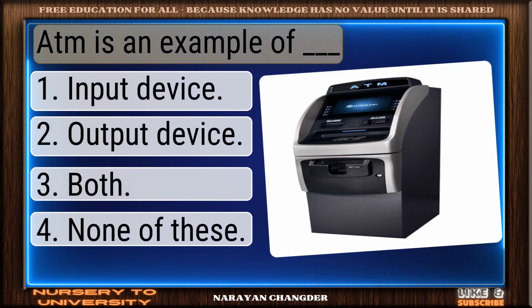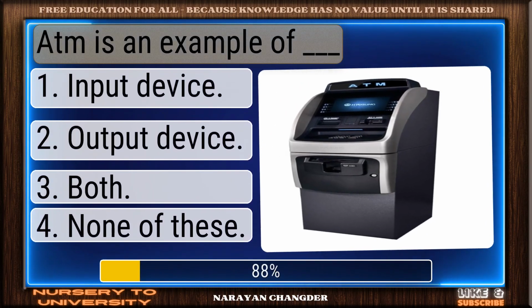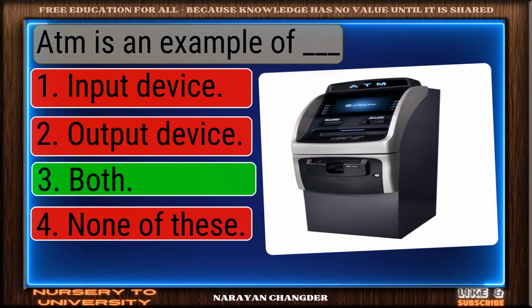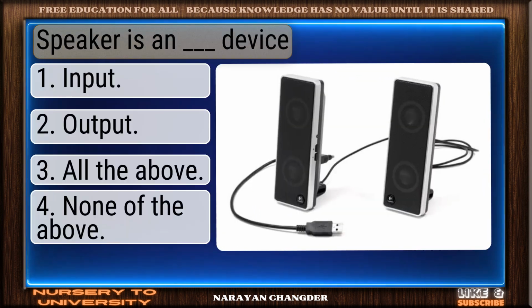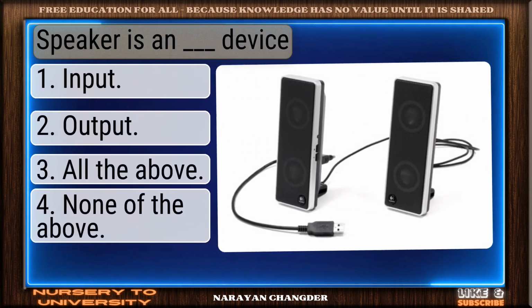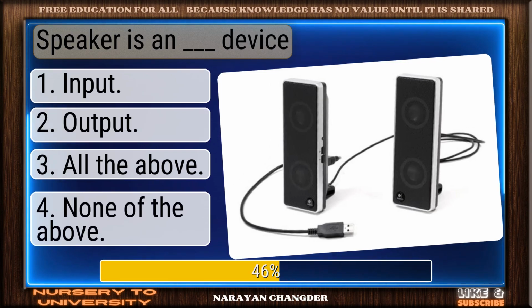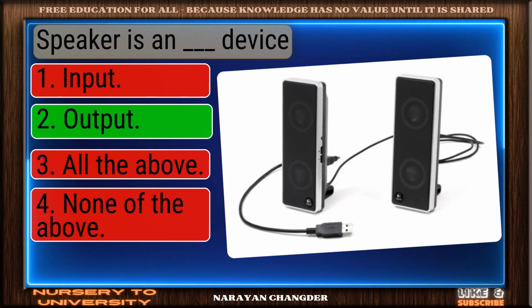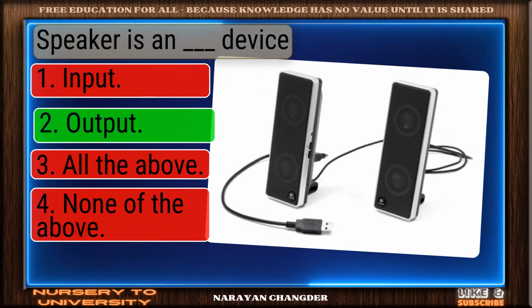Atom is an example of dash. Excellent. Both is a brilliant choice. Speaker is a dash device. You got it. Your choice output is right.